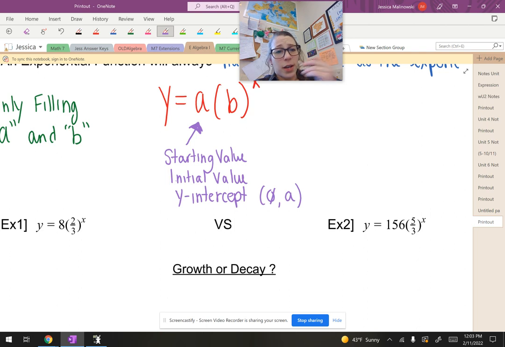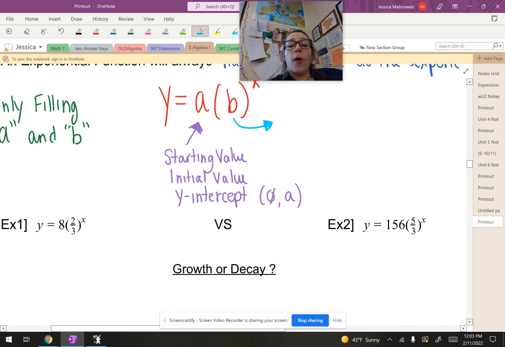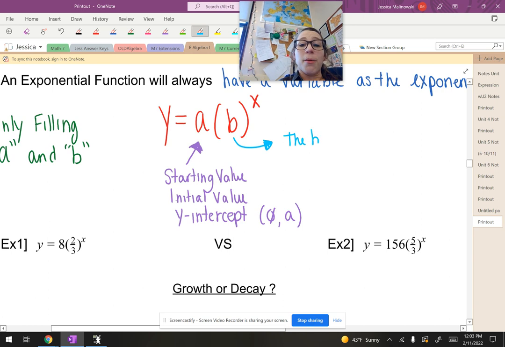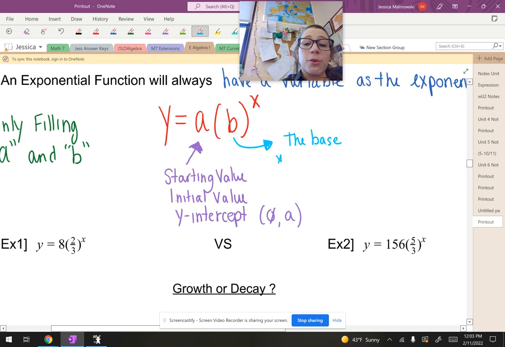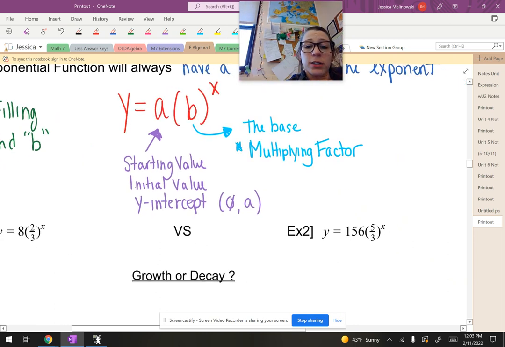And in this case, b is not the y-intercept. In this case, b, or that number being raised to the exponent, aka the base, is better known as what's called a multiplying factor. You could also call it, instead of a multiplying factor, a growth factor or a decay factor, depending on which situation.